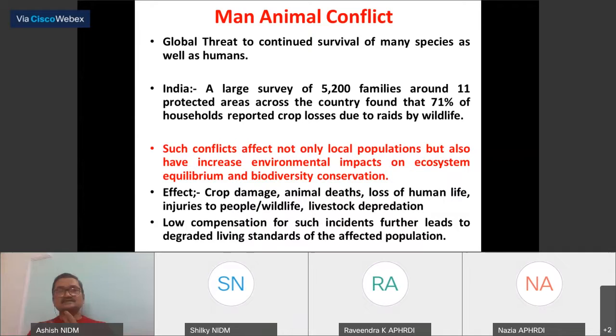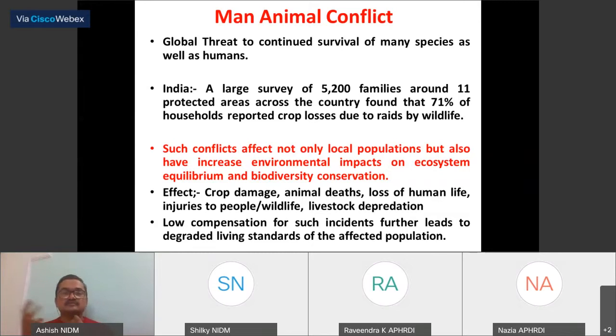Other than that, what is happening in the name of development, in the name of growth, is that we are entering into their habitats. So this man-animal conflict issue is very important. This is a kind of global threat. One survey was done in India with 5,200 families in a mountainous state, and nearly 70%, 71% of the households reported that crop losses are due to raids by wildlife. Such conflicts affect not only local populations but also increase environmental impacts on ecosystem equilibrium and biodiversity conservation.